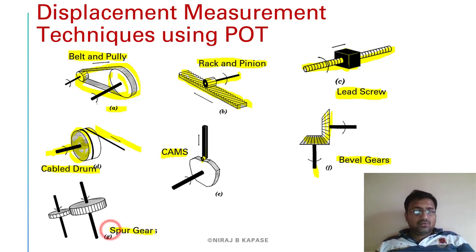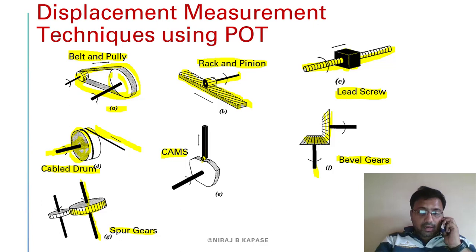Next is spur gears. In this we have two gear wheels. One of the gear wheels is attached with the potentiometer, and whenever this rotates, you will get the rotation, and that is measured.